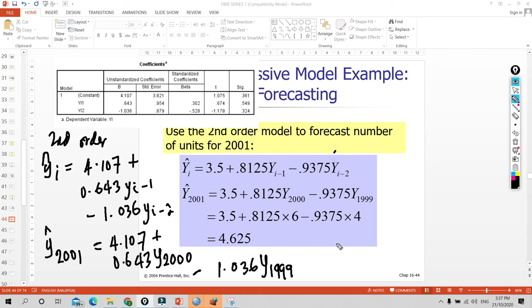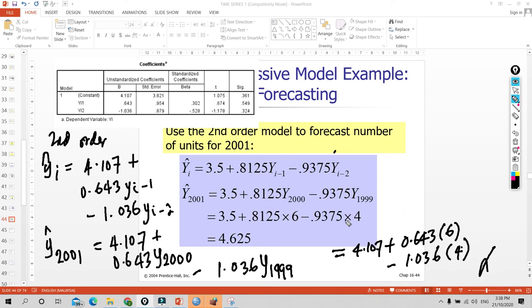So if you plug into this formula, you get 4.107 plus 0.643 multiplied by the sales for 2000, which is 6, minus 1.036 multiplied by the sales for 1999, which is 4. This is how we estimate the sales for 2001 by using the second order.